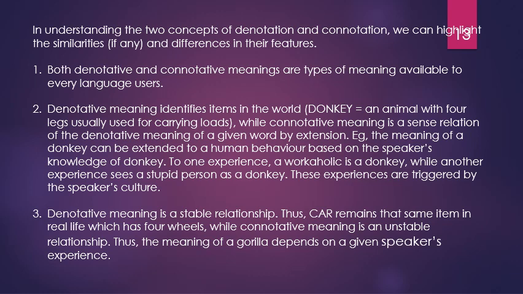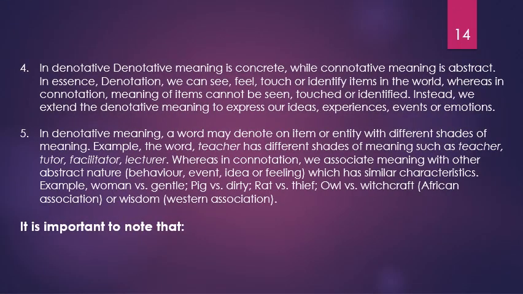It is metaphorical. Denotative meaning is a stable relationship, meaning the word just means this. That's all. It's just stable. But connotative is unstable. When you say donkey to mean animal with 4 legs, then it's stable. It's direct. It's plain. That is denotative. But when you say somebody is a donkey as a human being, then of course it's unstable because there is tension.